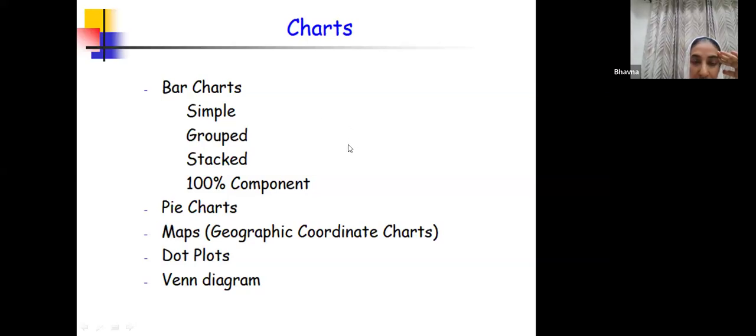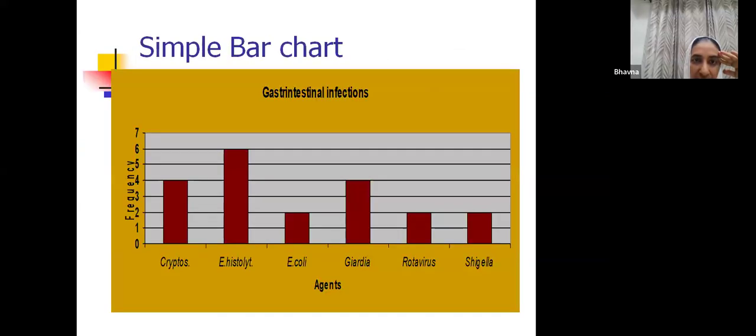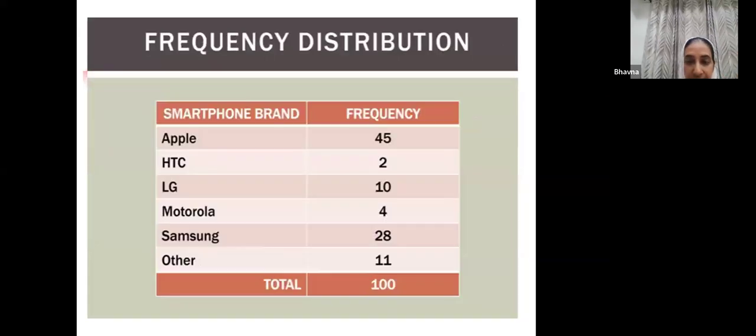The slides aren't moving. Ma'am, they are moving for us. Like currently, we are on... fine. It's a simple bar chart, yeah, bar diagram. Okay, okay, fine.